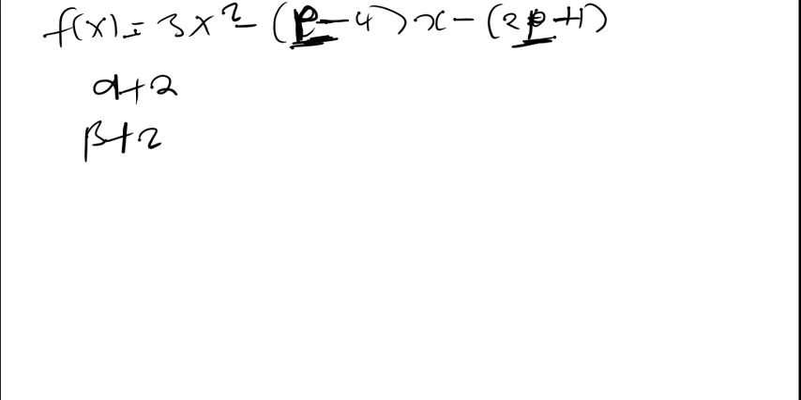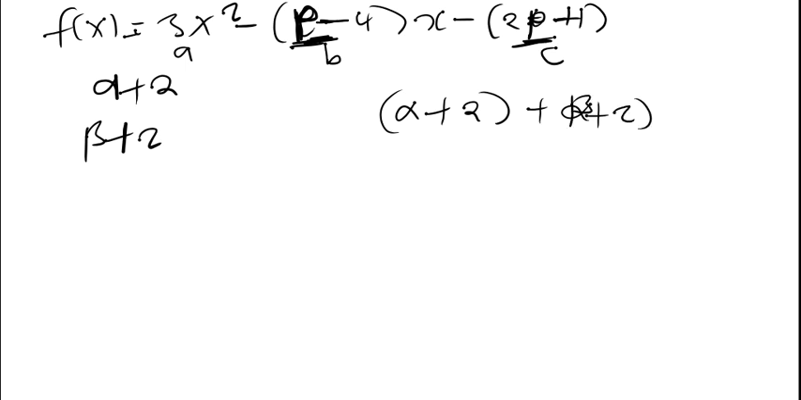when you multiply this, you still get negative p plus 4. So what it means is this is still A, this is still B, and this is still C. So now you know that whenever we are doing alpha plus 2 plus beta plus 2, it is negative B over A, of which negative B is negative p plus 4. Then A is 3.